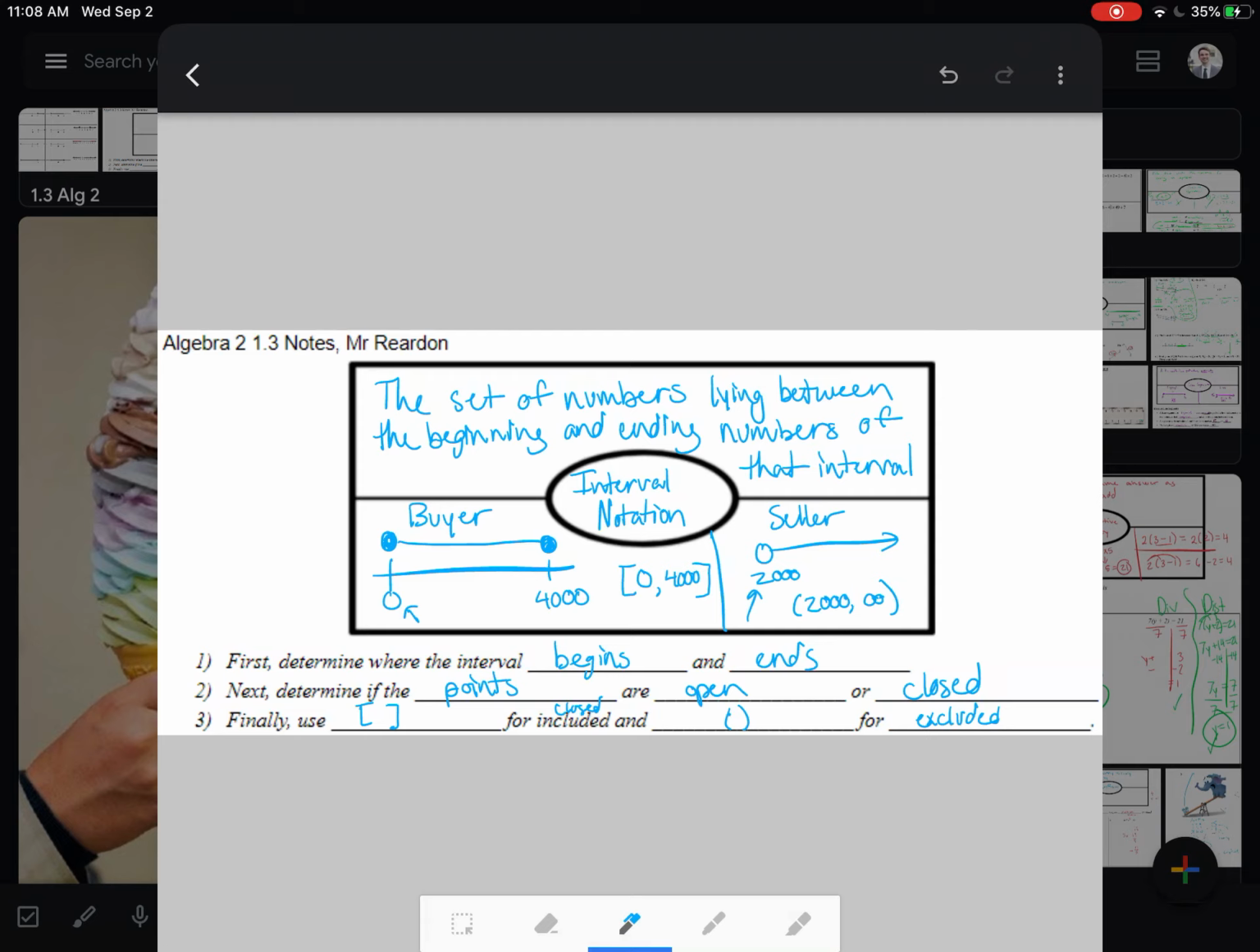So, excuse me, 2,000, sorry, I'm joking. 2,000 is open, so it's excluded. We can't actually sell that car for $2,000. All right, so let's go into our example questions.